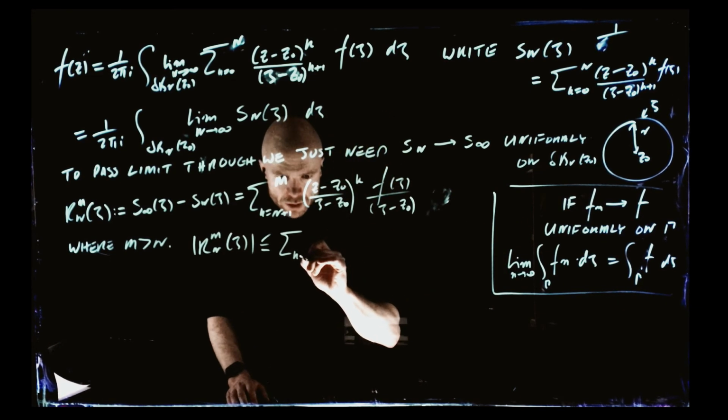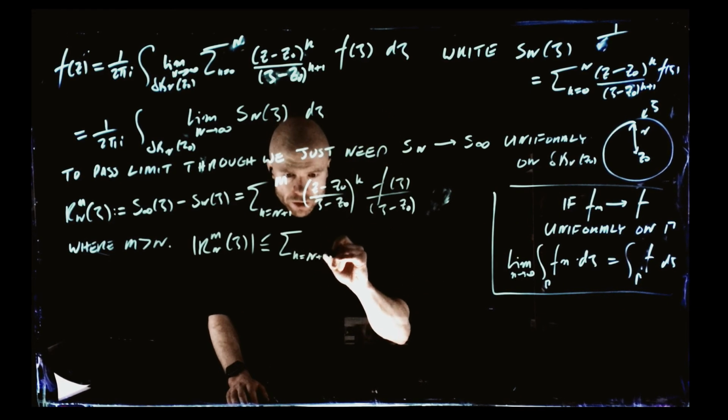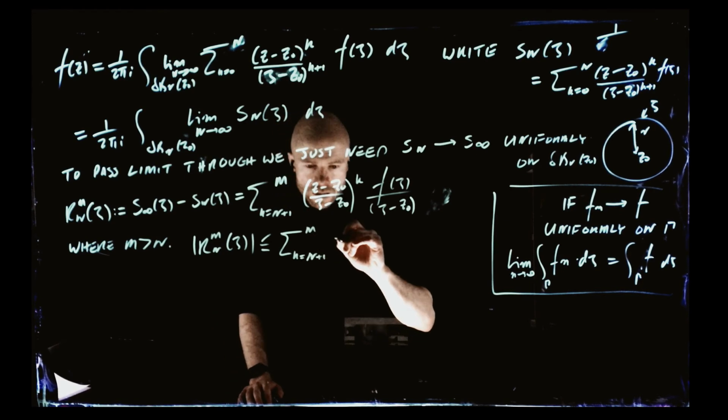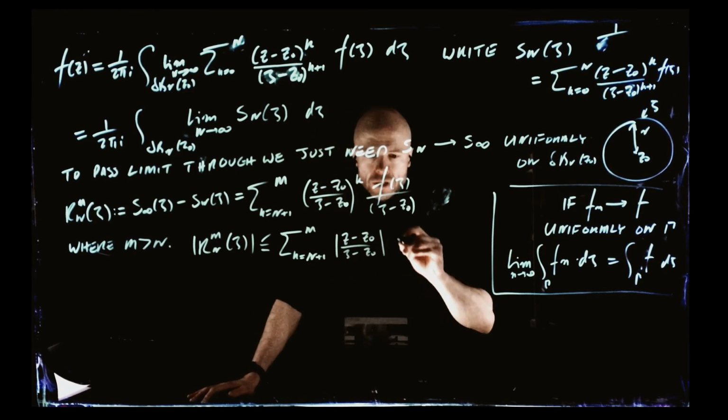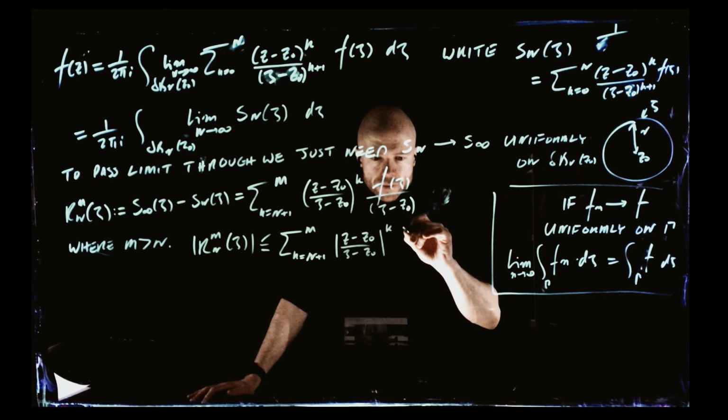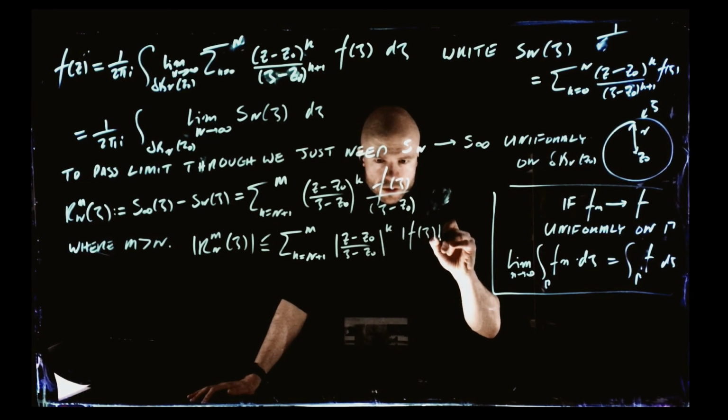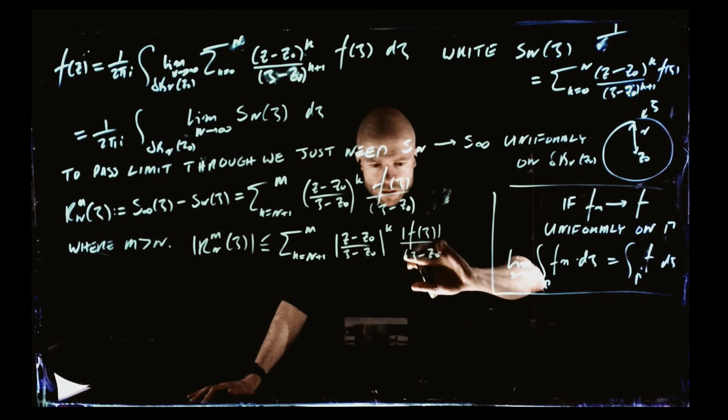So I don't want to muddy the water here. And then the absolute value of this thing, z minus z0 over zeta minus z0, to the k, and then the absolute value of this thing, and then this thing, absolute value.